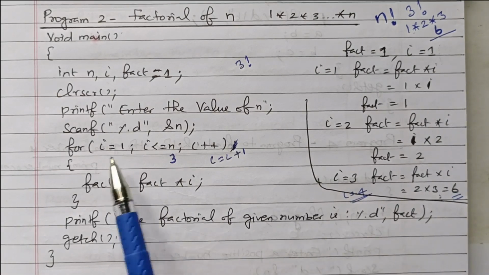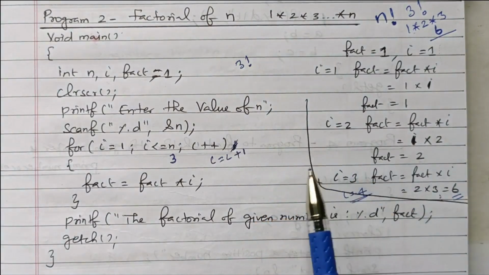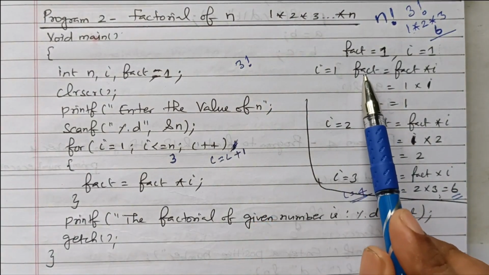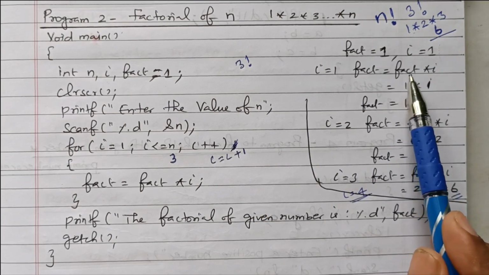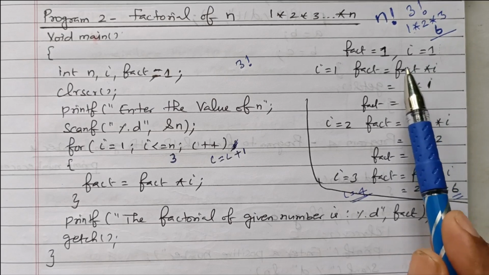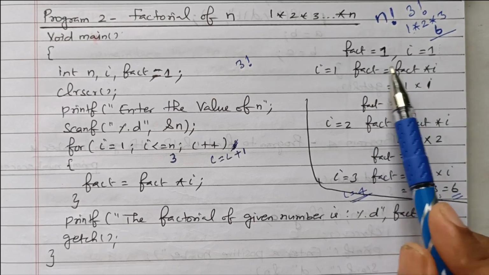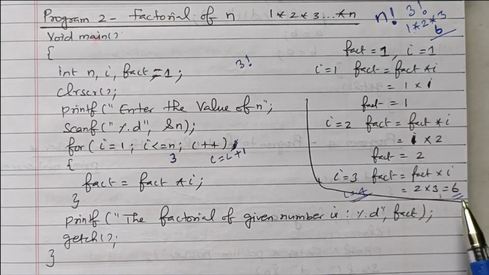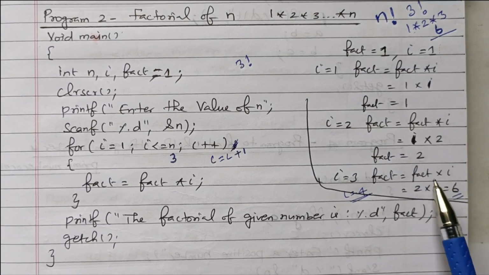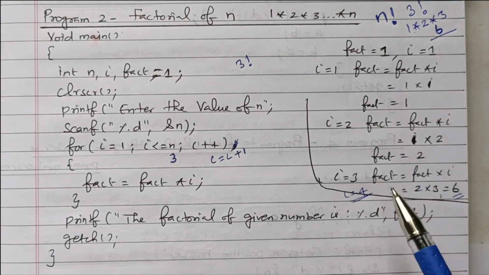So by using the for loop, we are generating this number. By using this expression, fact equal to fact into I, these two are multiplied, and again it is stored in factorial. The factorial value keeps on being updated. Initially 1, after multiplying 1, after that 2, then it becomes 6, right? So it is multiplied and stored in the variable itself.